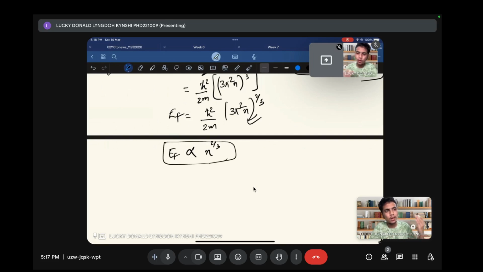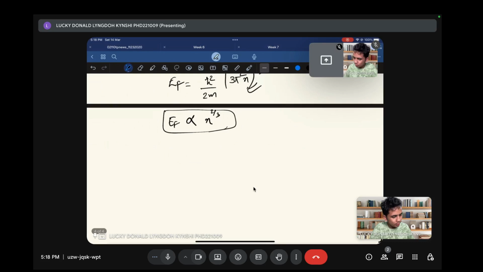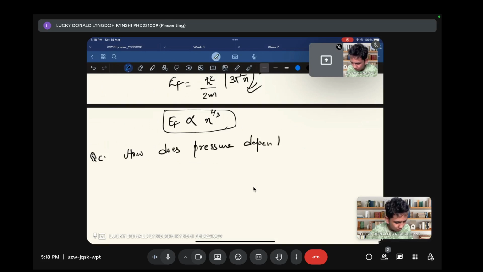So from the density of states, you know the number of particles, and from the number of particles you can calculate the Fermi wave vector, and from the Fermi wave vector you can easily calculate the energy. Now the next question, question number C of the same problem, is: how does pressure depend on n? This is the third question.